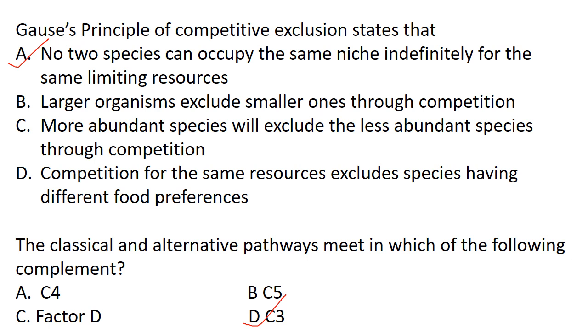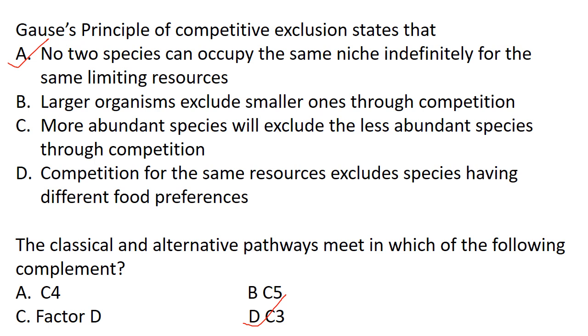Larger organism excludes smaller ones through competition. No. More abundant species will exclude less abundant. No. It is only, no two species can occupy the same niche indefinitely for the same limiting resources. Competition for the same resource excludes species having different food preferences. That is also not correct.